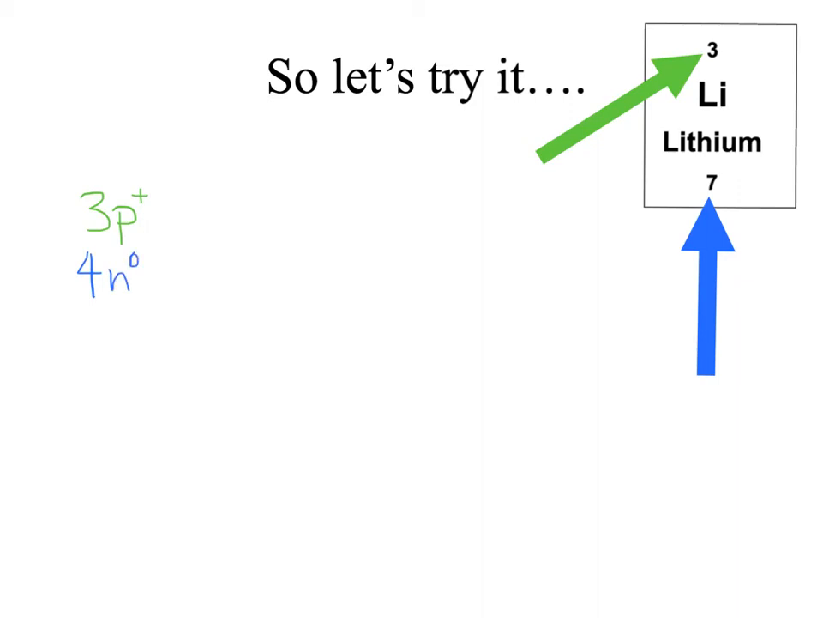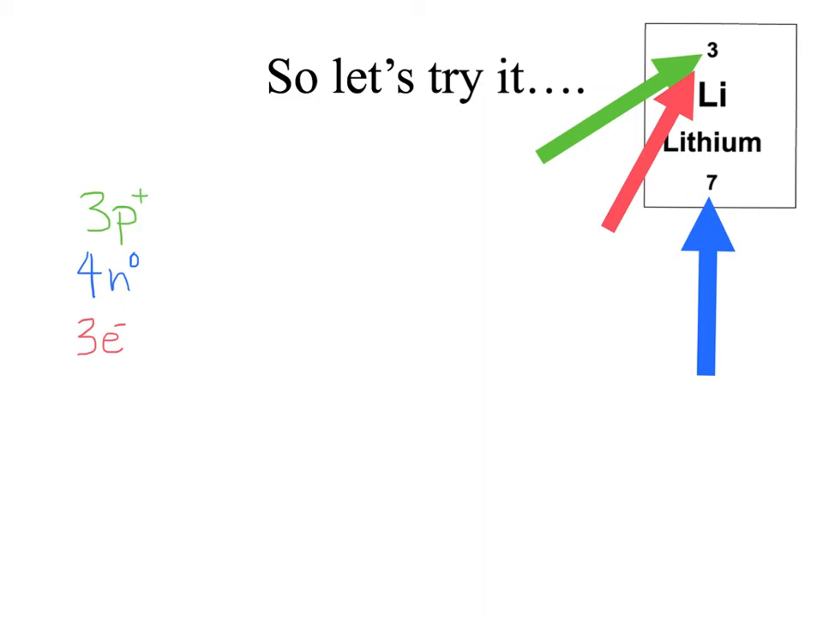All right. The next thing I need to do is figure out the number of electrons that I'm going to need. That's also going to come from my atomic number up here. So now I know I have 3 electrons as well. Now I'm ready to draw.